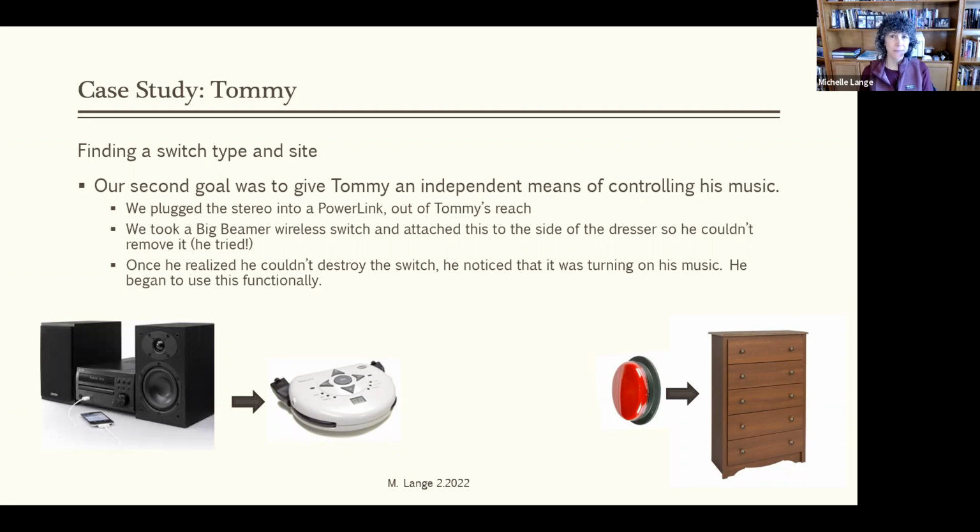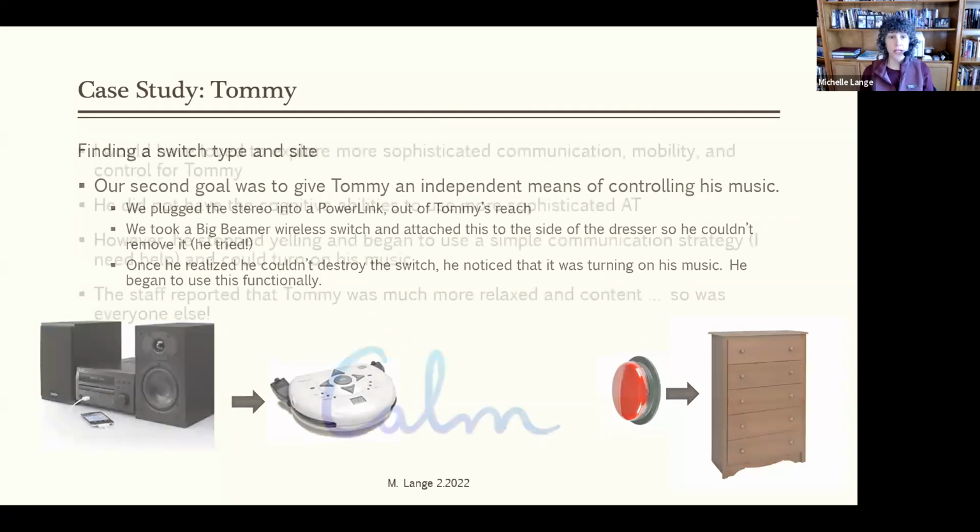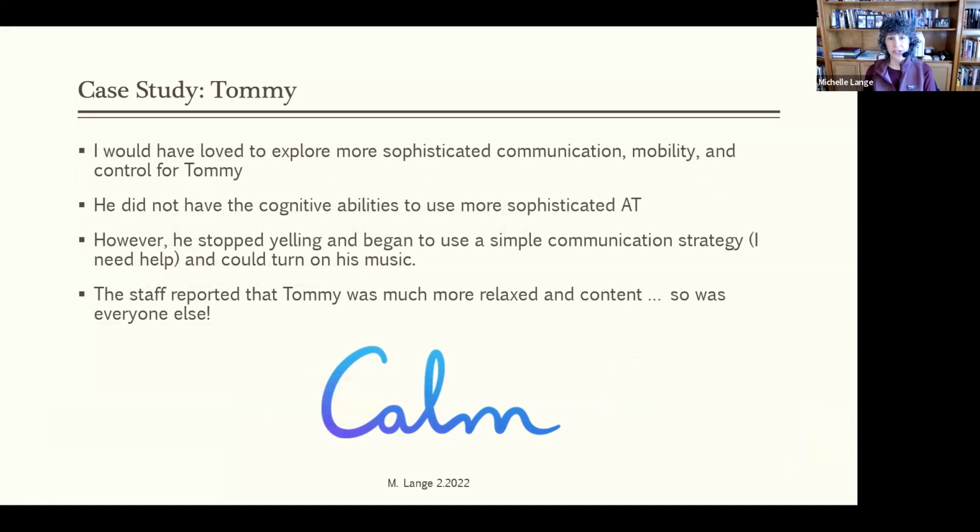We didn't use it in time mode because this would really agitate him. He did not like this game of my music's on and now it's turned off again. He just wanted to turn it on. So now Tommy was actively using a switch in the main living area to say, I need help. And he was able to turn his music on by himself. And this was greatly reducing his agitation.